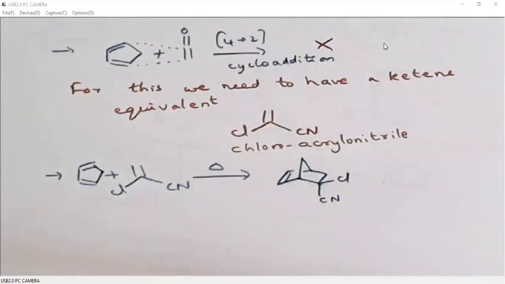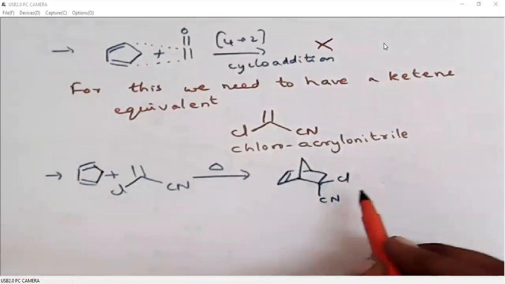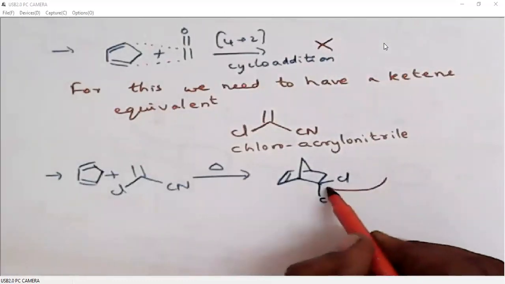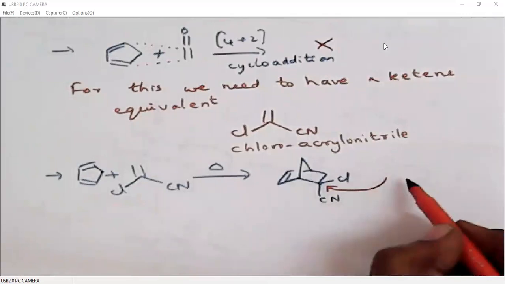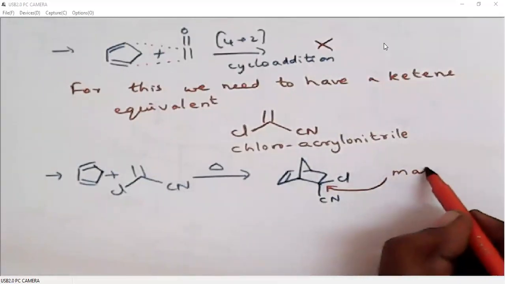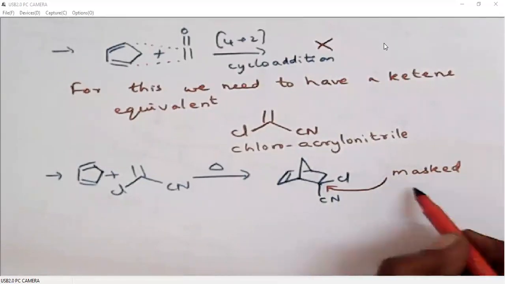Right. So here this carbon which has both the chlorine and nitrile group can be visualized as a masked carbonyl.